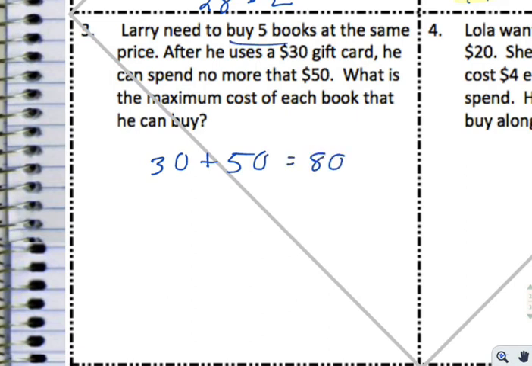But he's buying 5 books, and they should all be the same price. So 80 divided by 5 is going to be the price of each book. The maximum cost of each book, 80 divided by 5, is equal to $16.